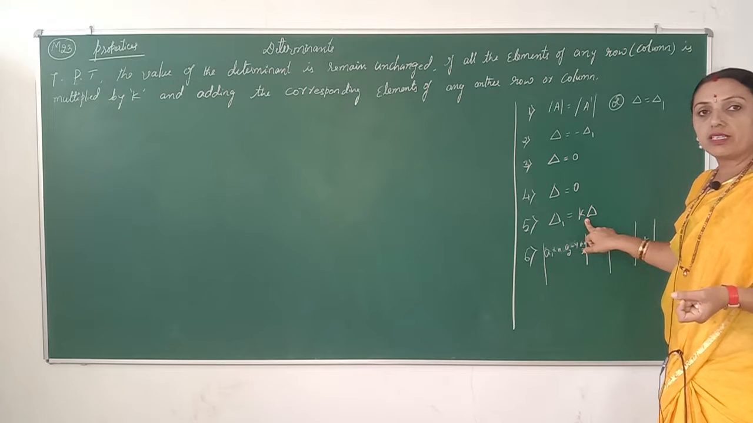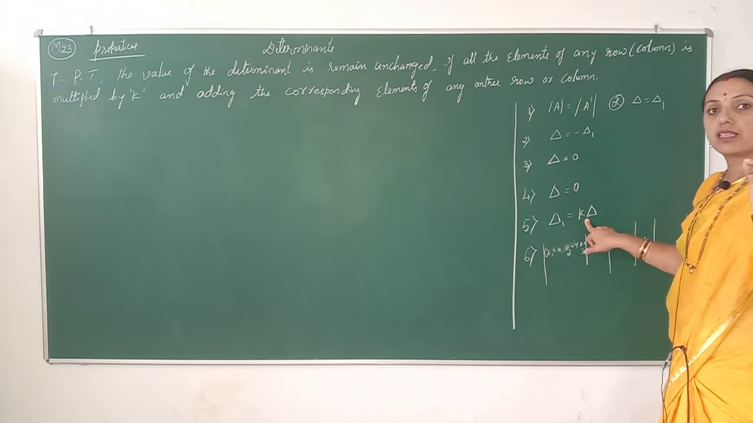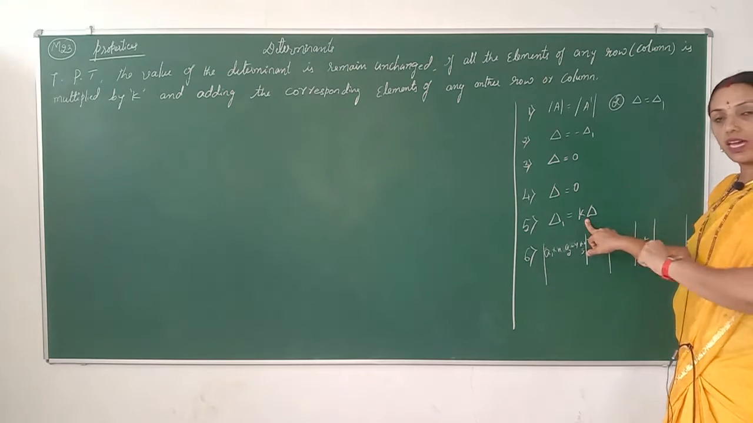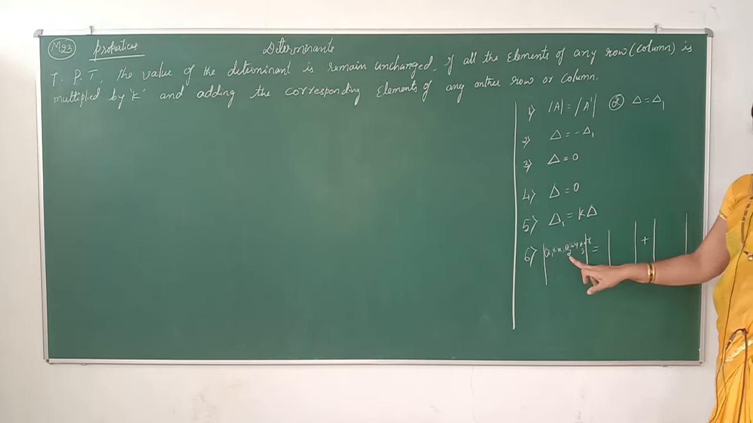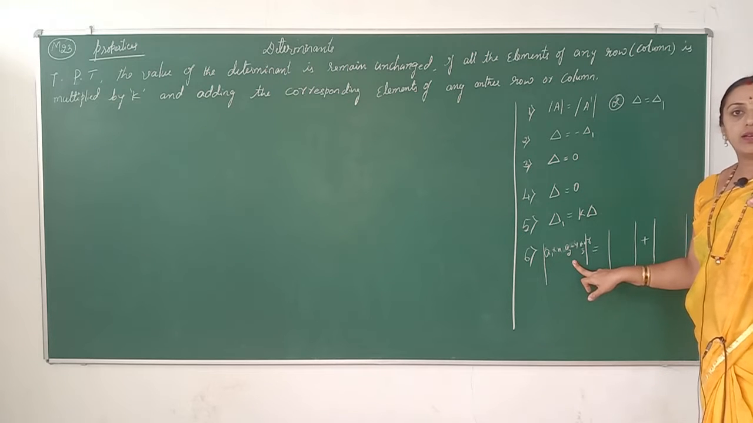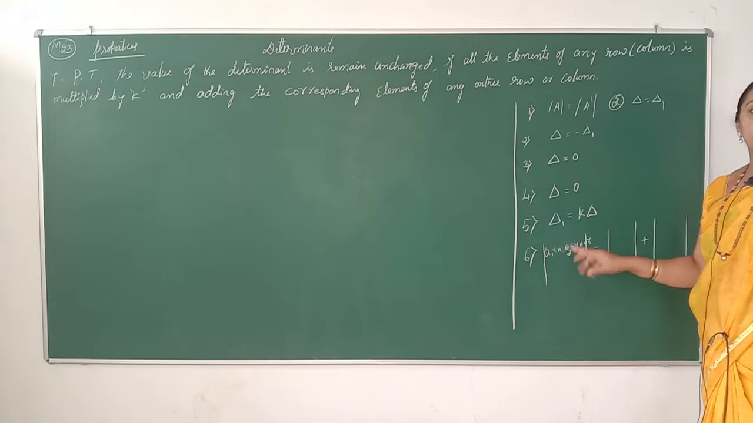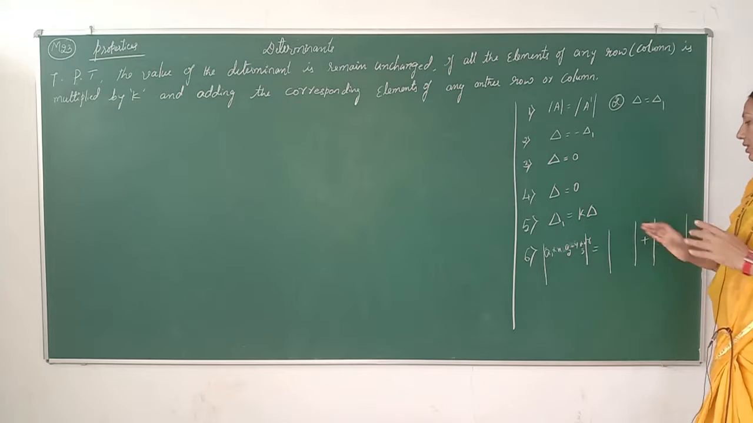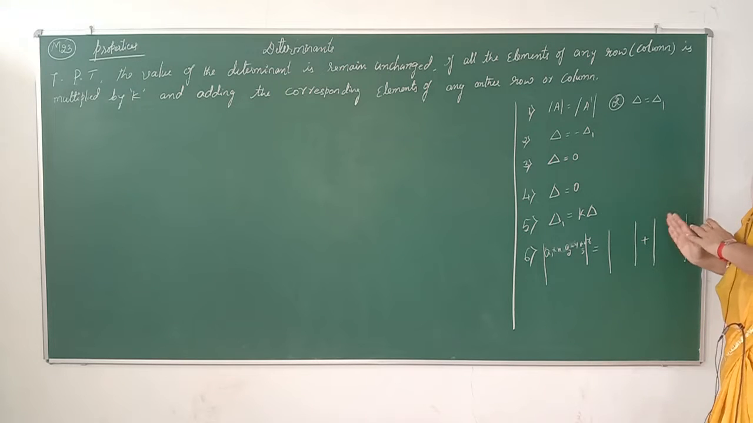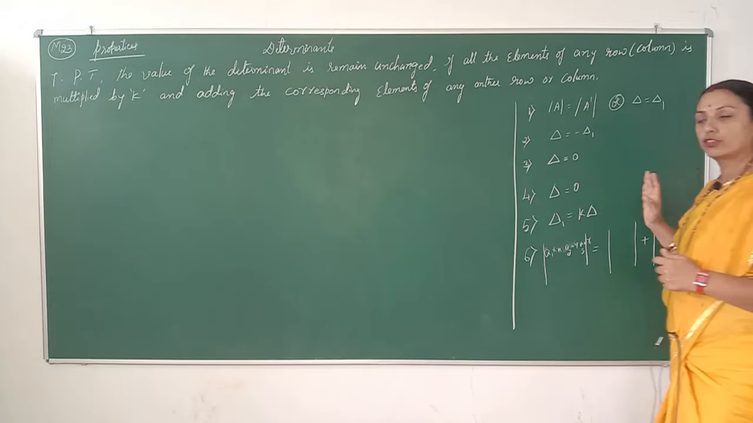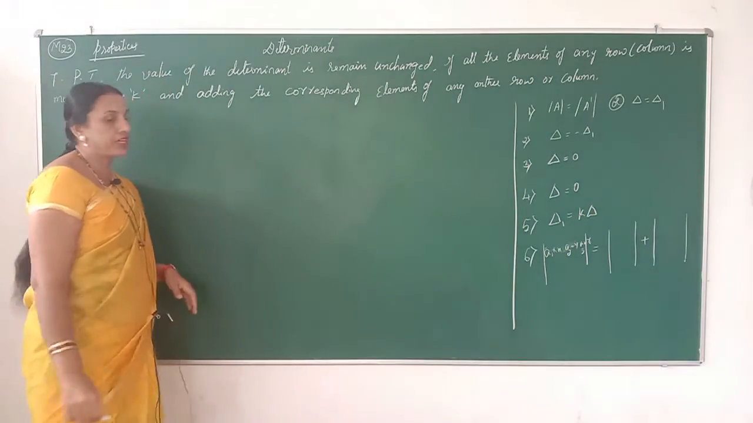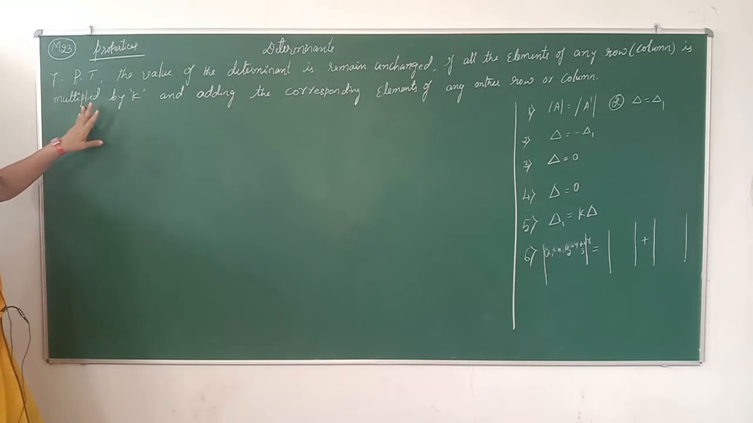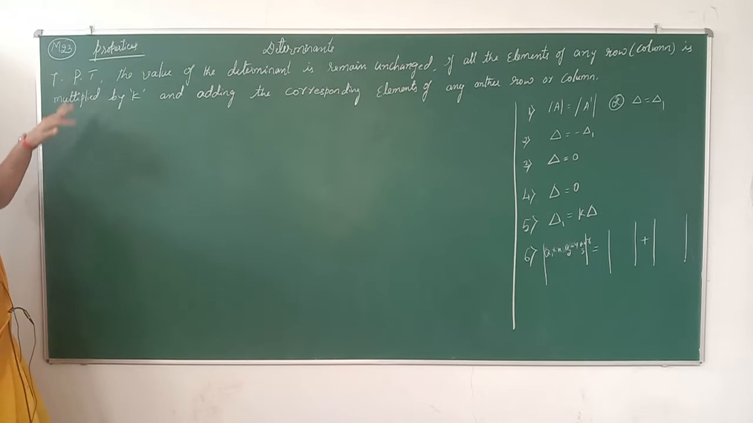Fifth: if all the elements of any row are multiplied by some non-zero scalar number k, then the whole determinant is multiplied by k. And sixth: if all the elements of any row or any column are a sum of two terms, then it can be expanded as the sum of two determinants. These are the statements of the previous properties. So today we will prove another property.